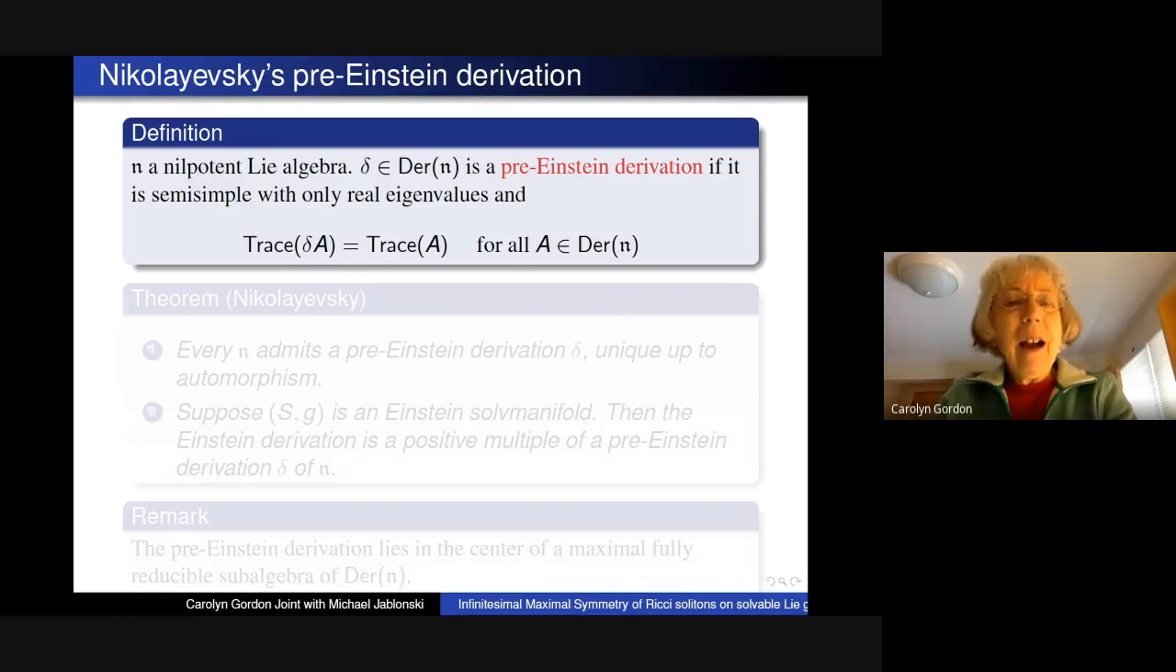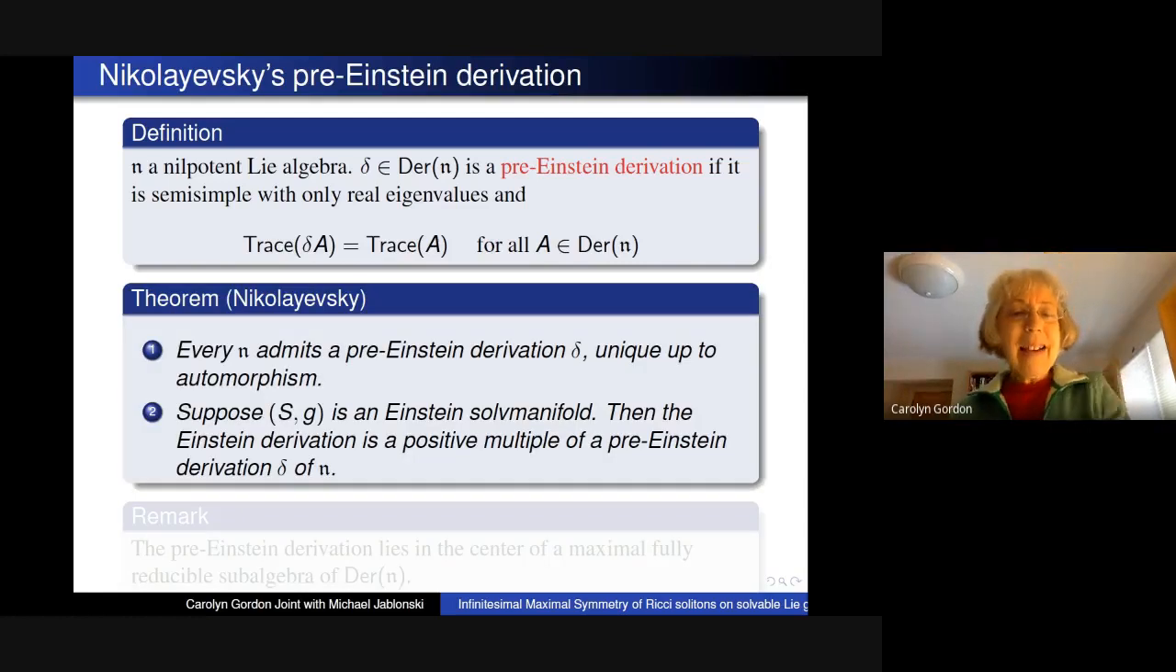Nikolayevsky introduced this notion of a pre-Einstein derivation, which is the candidate for these special derivations. We'll just look at the setting of a nilpotent Lie algebra. So let N be a nilpotent Lie algebra. Then he defines a derivation delta of N to be a pre-Einstein derivation if it's semi-simple with only real eigenvalues, and the trace of delta composed with A is the trace of A for every derivation A of N. So that's a very strong condition. And he proved that every Lie algebra, but in particular every nilpotent Lie algebra, admits a pre-Einstein derivation delta, unique up to automorphism.